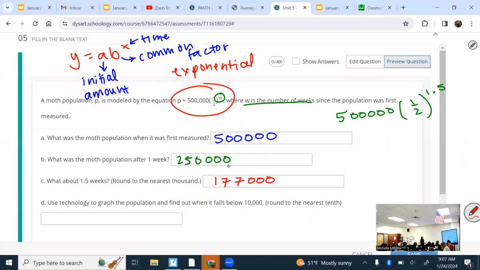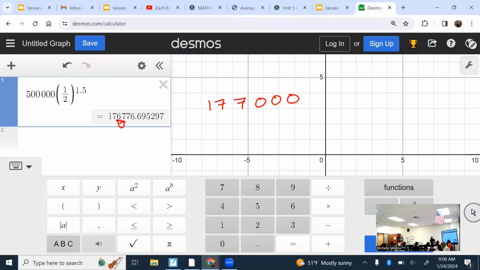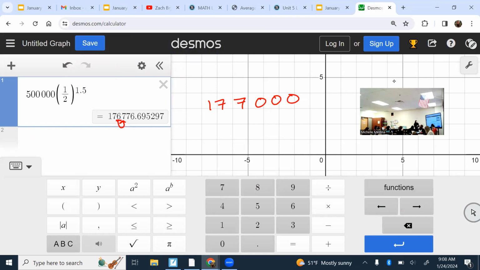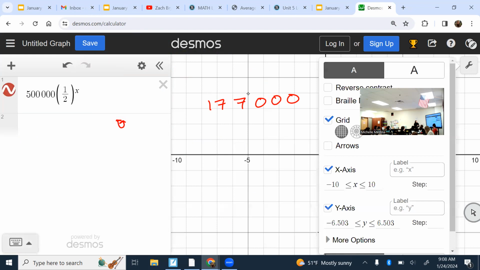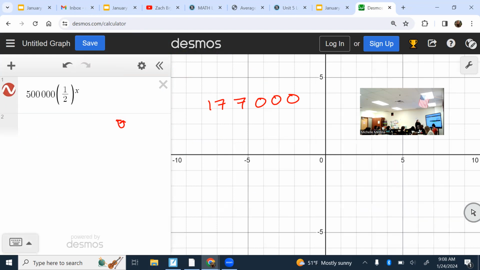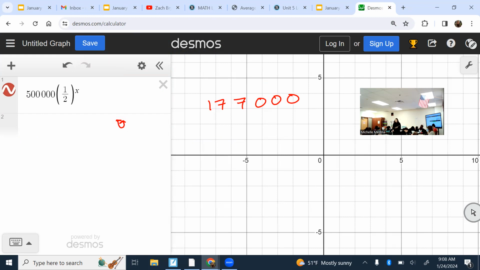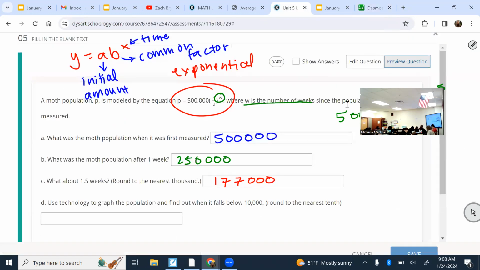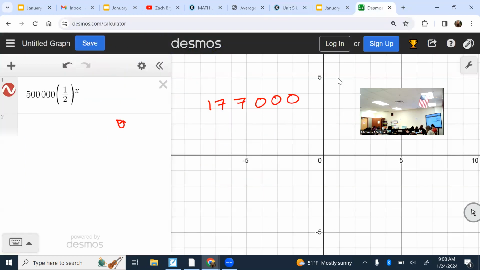And then use technology to graph the population and find out when it falls below 10,000. So when it says use graphing technology, to do that, I would make the exponent an X, because it doesn't read T's. I'd make it an X so that I could see it on my screen, and I can't see it right now, so I might have to adjust the window or zoom out. Let me go to my computer to see from there. And then we're going to estimate for when it falls below 10,000 and we're rounding to the nearest 10.